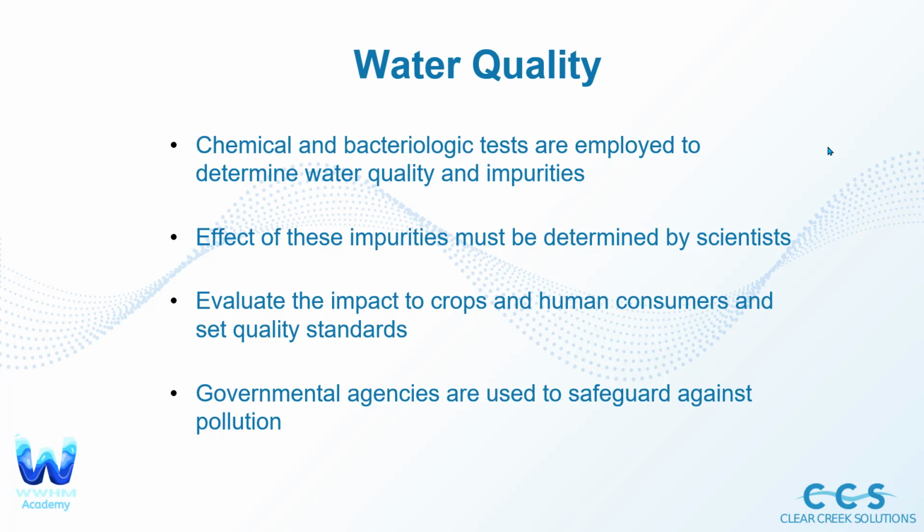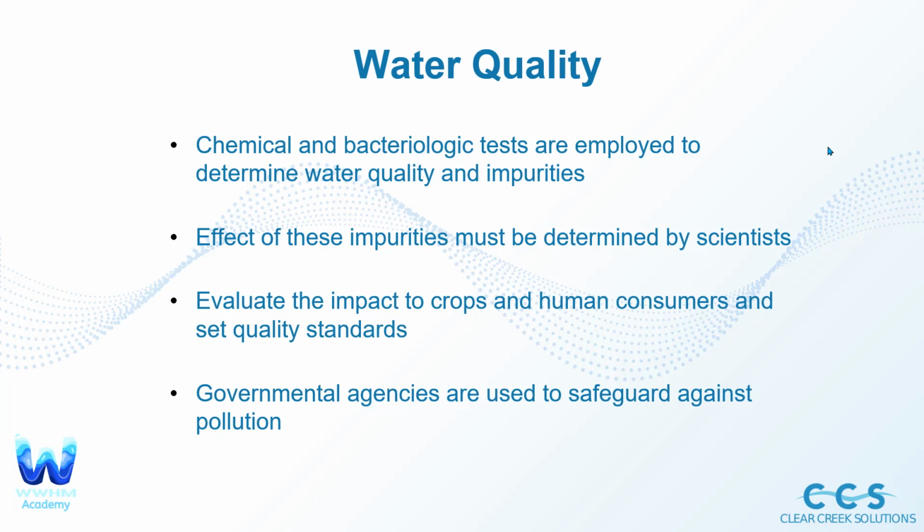We'll go much later in the series into what those tests are and what they do. But those are the tests that are used to determine water quality and impurities. The effect of these impurities must be determined by scientists, water resources engineers, and environmental engineers. They must determine, okay, how bad are these impurities? What are they composed of? And how do we get rid of these, or do we have to remove the water from the system completely? Those are important things to be evaluated.